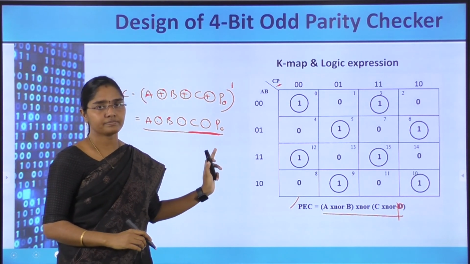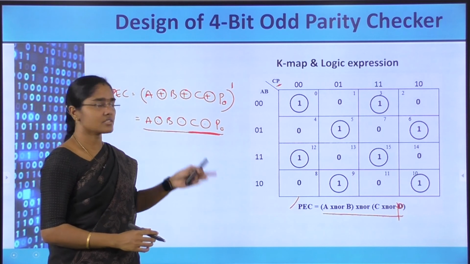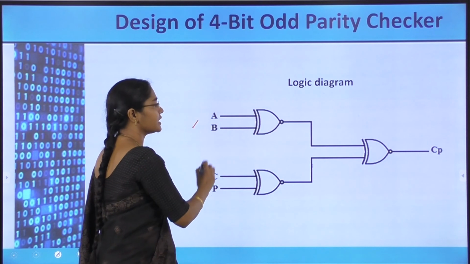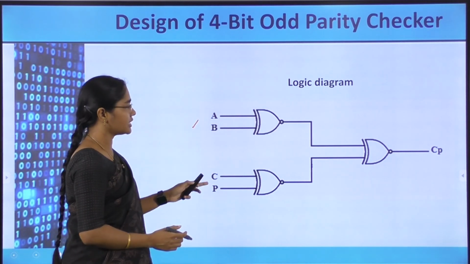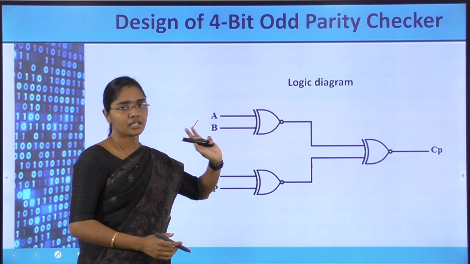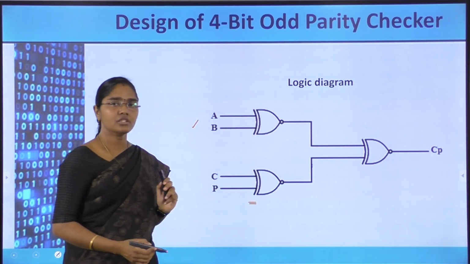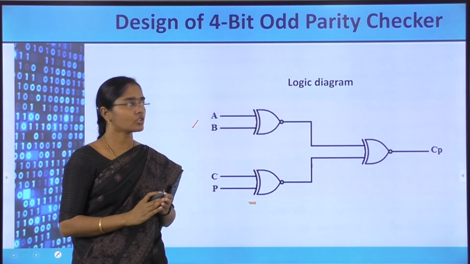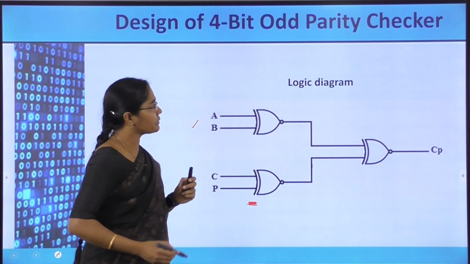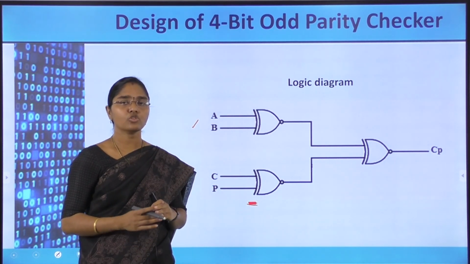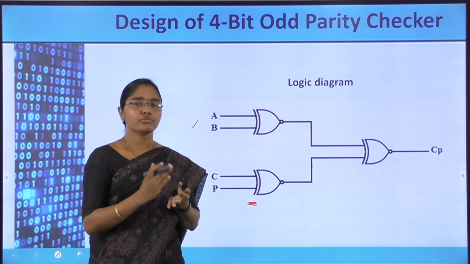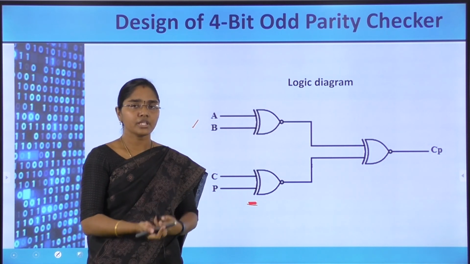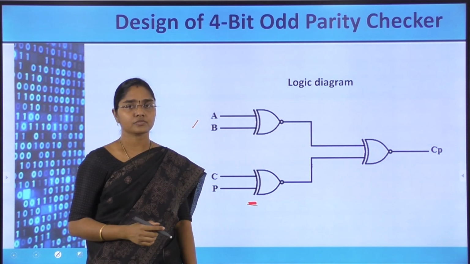So what is the next step? Simply drawing the logic diagram. In the logic diagram, we simply take the XNOR operation of all the incoming signals and generate the output. So this is the XNOR implementation, and the even parity checker is the XOR implementation. Just remember this. This is the logic diagram of the 4-bit odd parity checker. I hope you understood the design process of the 4-bit odd parity checker. Like this, you can design any number of bit odd parity checkers.